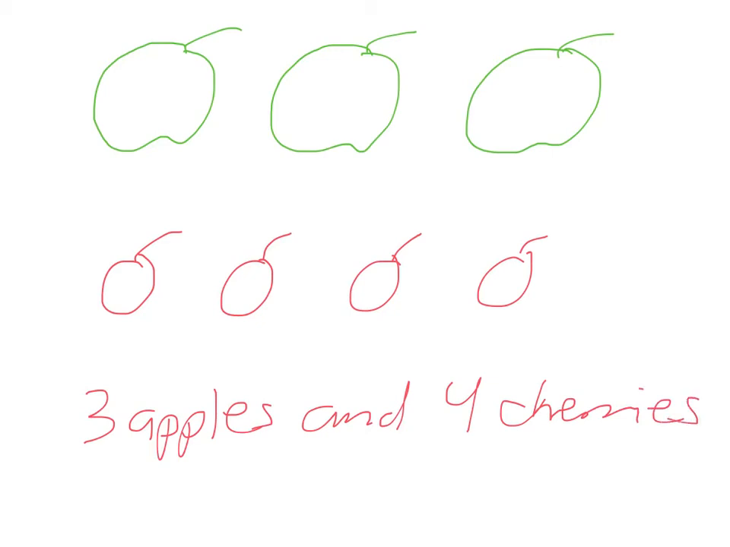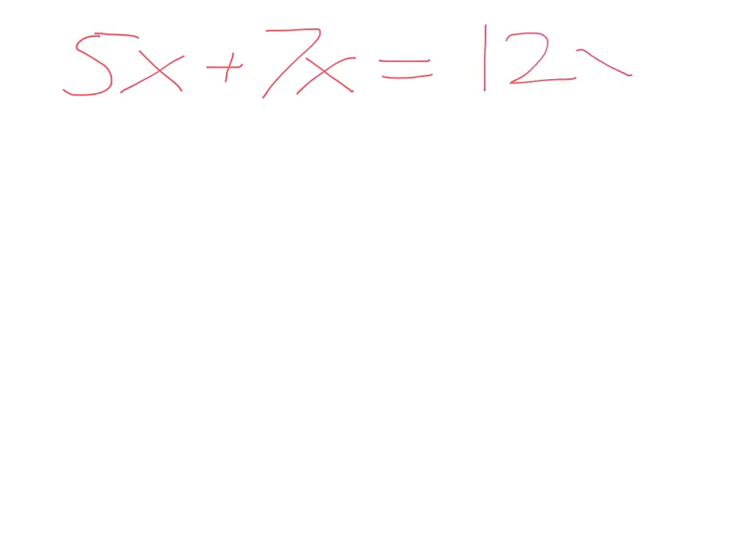Now, you've got to be wondering why I'm here talking about fruit. Well, the reason is variables work the same way. The number in front of the variable is what we call a coefficient, and it tells us how many of that variable we have. So if you have 5x plus 7x, then I would add those together. I have 5x's, I have 7x's. It gives me 12x's.